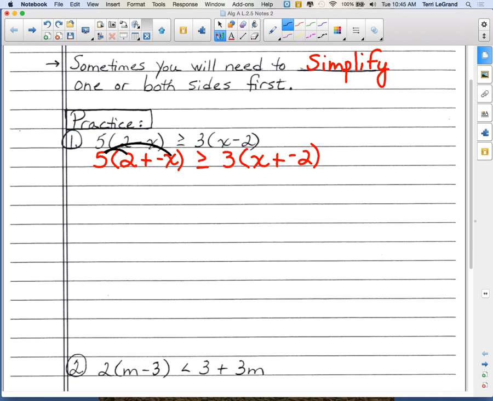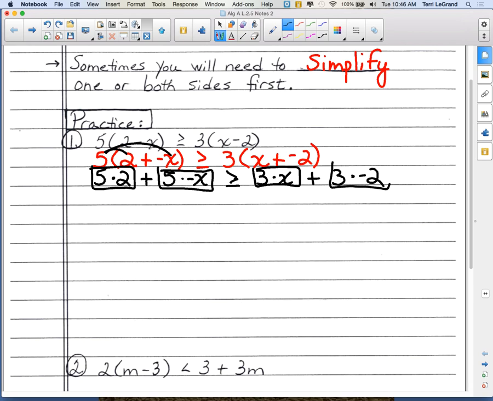Okay? So what we have to do is take the 5 times the 2. So we have that multiplication. Plus, we have to take the 5 times the negative x. We have that multiplication. That will get rid of the parentheses. Is greater than or equal to. Now, you do not have to worry about in this step whether you're multiplying or dividing by a negative, because we are not solving. We are simplifying. So you do not have to worry about the negative multiplying or dividing. You just do it to get rid of the parentheses. We're simplifying. We'll worry about that later when we are solving.